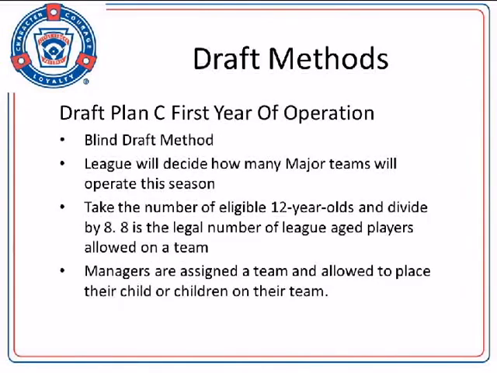Draft Plan C for the first year of operation. It's a blind draft method. League will decide how many major teams will operate this season. Take the number of eligible 12-year-olds and divide by 8. 8 is the legal number of league-age players allowed on a team. Managers are assigned a team and allowed to place their child or children on their team.